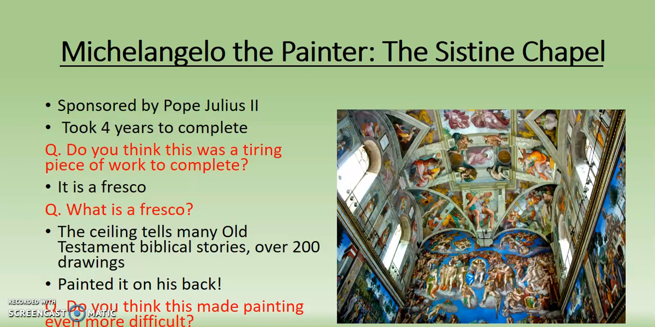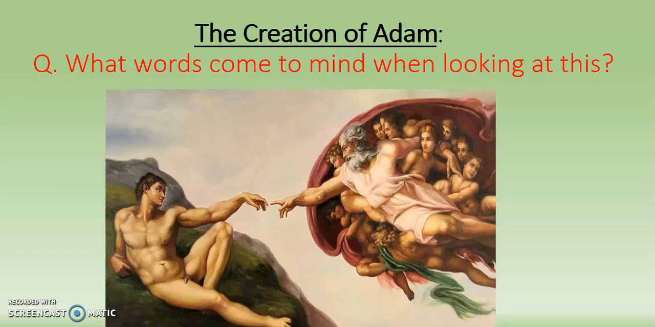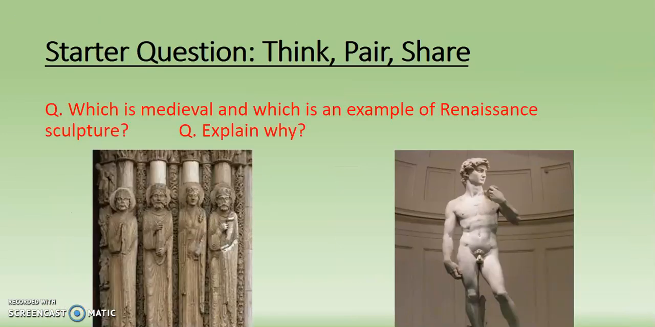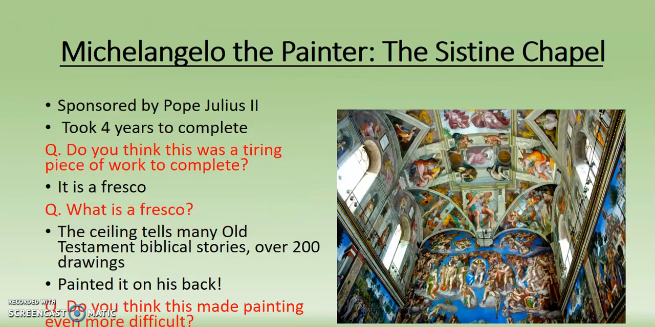So Michelangelo is a painter. He's a sculptor. He has absolutely everything about him. So we'll look at the paintings first.